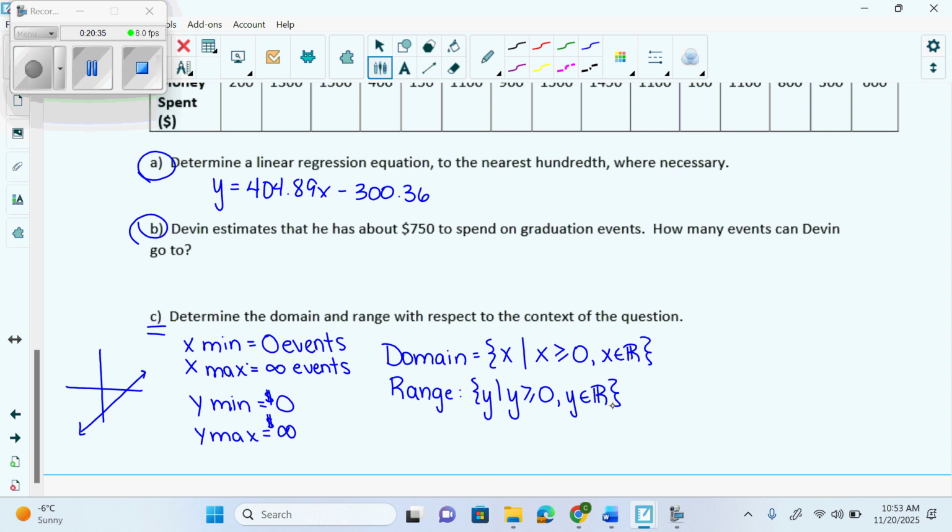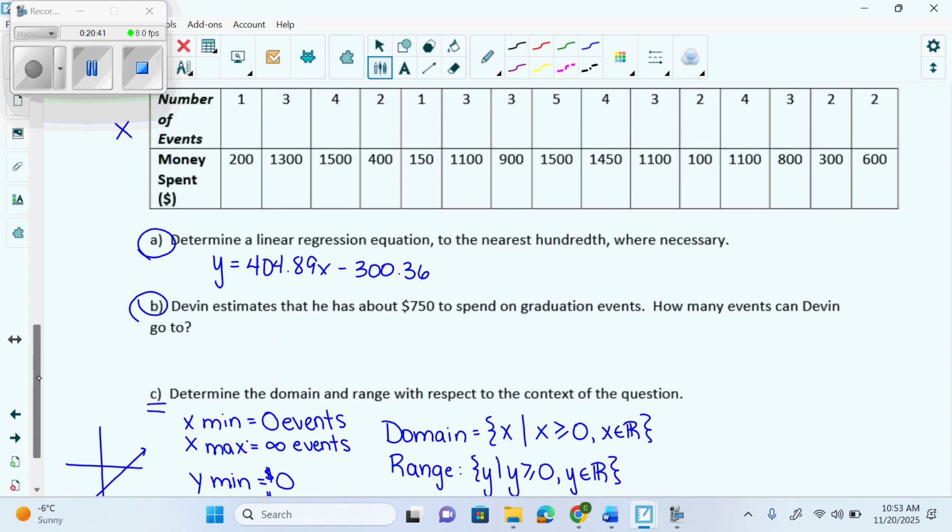Okay? Now, here it says Devin estimates that he has about $750. Is that X or Y? It's Y, because look at the units. Dollars is in Y, correct? So that's my Y2. So I go to my Y2, and I make it 750. Now remember, you have to make your window fit the data, right? So I'm going to go second, trace 5, enter, enter, enter.